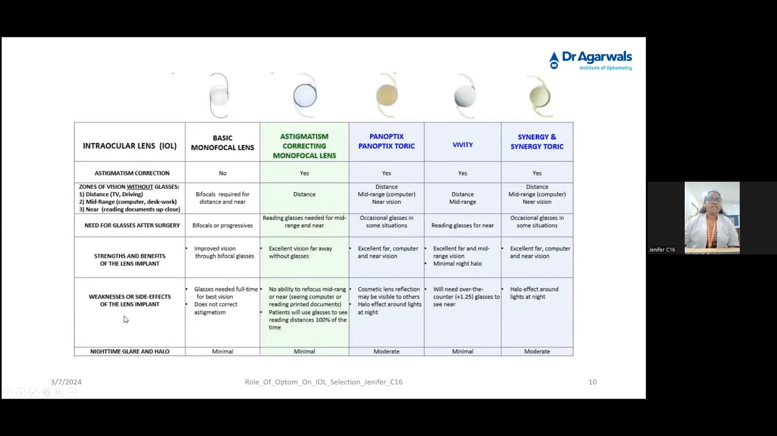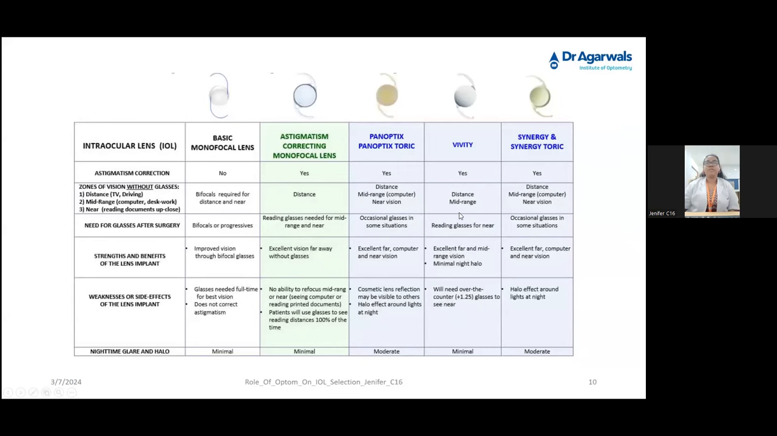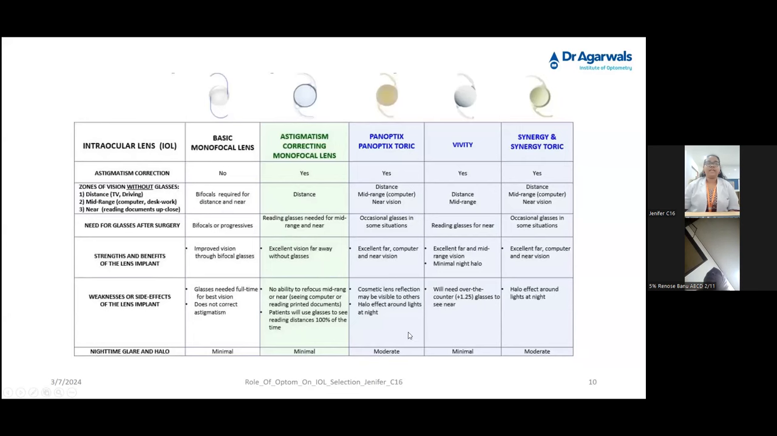Weaknesses or side effects of the lens implants. In basic monofocal lens, glasses are needed full time for best vision. It does not correct astigmatism. In astigmatism correcting monofocal, there is no ability to refocus for mid-range or near. The patient will use glasses to see at reading distance 100% of the time. Panoptix and Panoptix Toric, cosmetic lens reflection may be visible to others, and there is an effect around lights at night. Vivity will need over-the-counter plus 1.25 glasses to see near. Synergy and Synergy Toric, halo effect around lights at night.